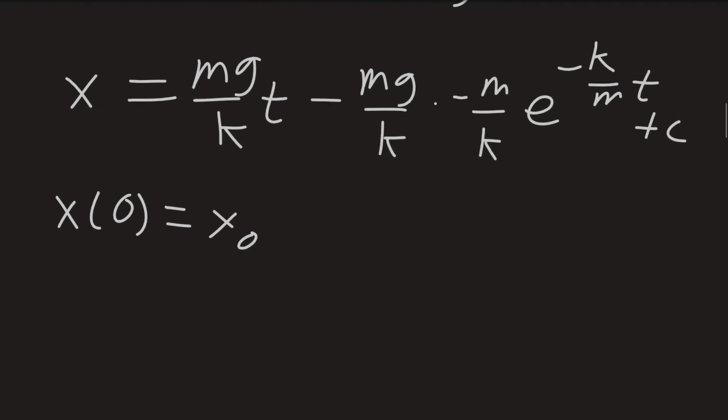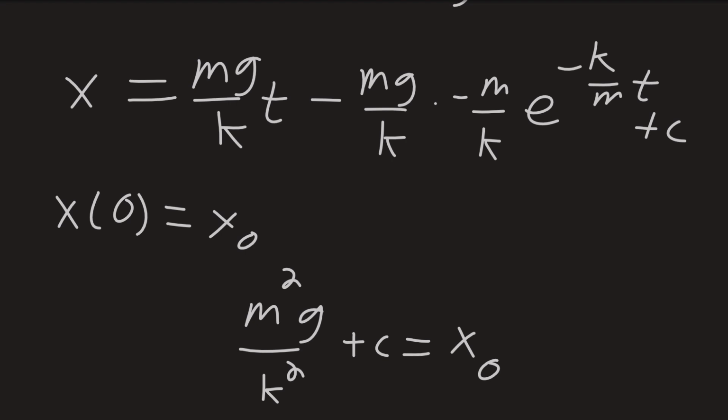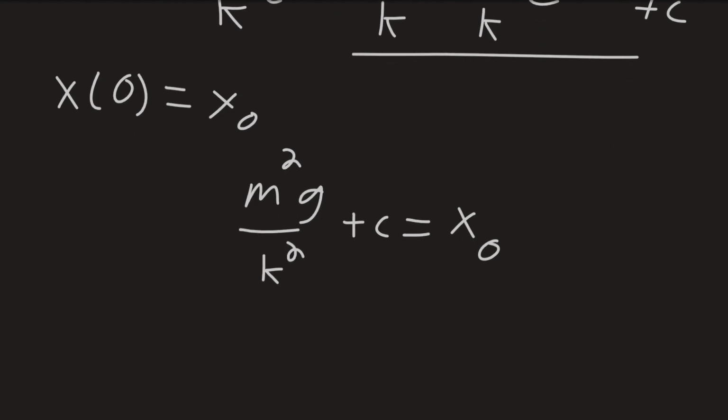So this basically just means that we have m squared g over k squared plus c must be equal to 0, must be equal to x naught. Again, this just follows from this equation right here. I'm just going through and simplifying some things. So then what we're left with is our constant c is equal to x naught minus m squared g over k squared.